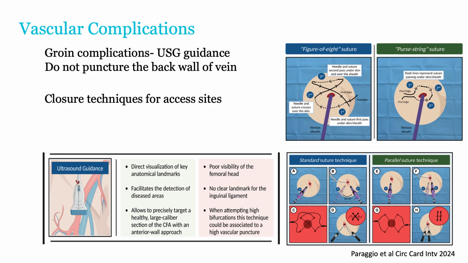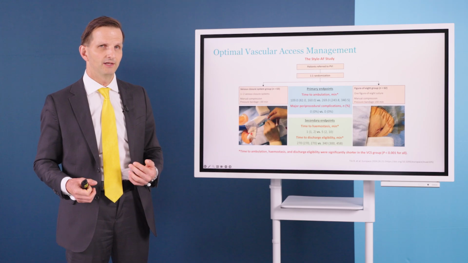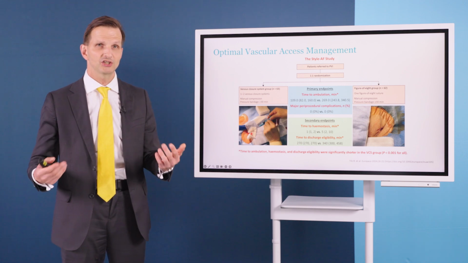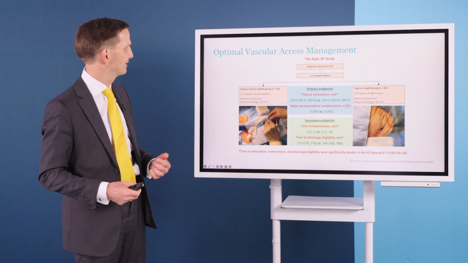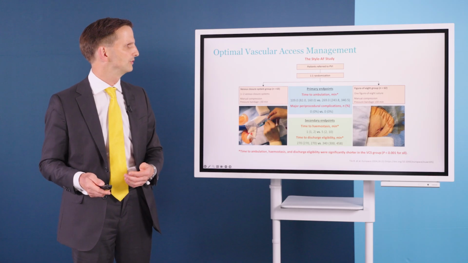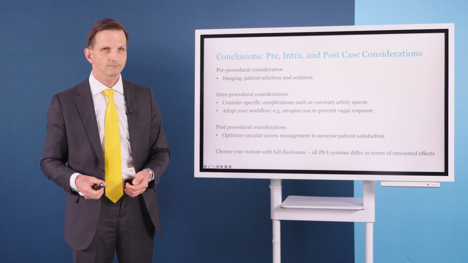We would typically keep the patient in the bed for 4 hours. And then we went the next step, and for our outpatient or same-day discharge patients, we treat them with a vascular closure device because we could demonstrate in the STYLE-AF study that you have a faster time to ambulation, a faster time to hemostasis, and faster time to discharge eligibility if you use a vascular closure device as compared to if you use a figure-of-8 stitch.